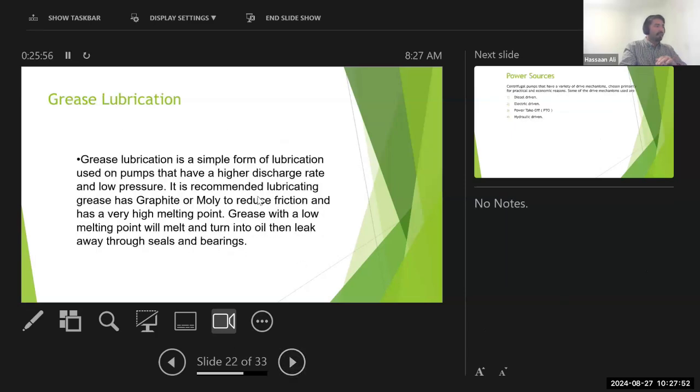Grease lubrication is usually the simplest type of lubrication. It is most commonly used in low tier applications. Most of the common pumps which you will see will have grease lubrication. It's very low maintenance. You don't have to take care of it a lot, but you have to ensure that you are not using it for any high tier applications.